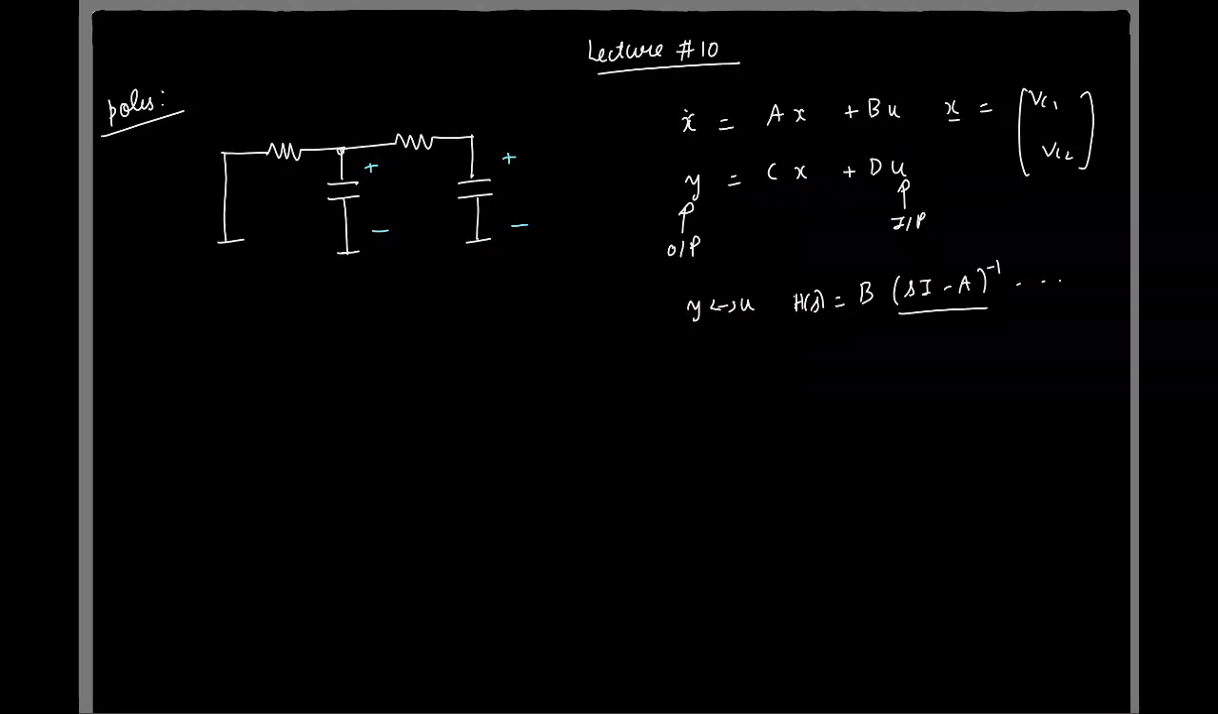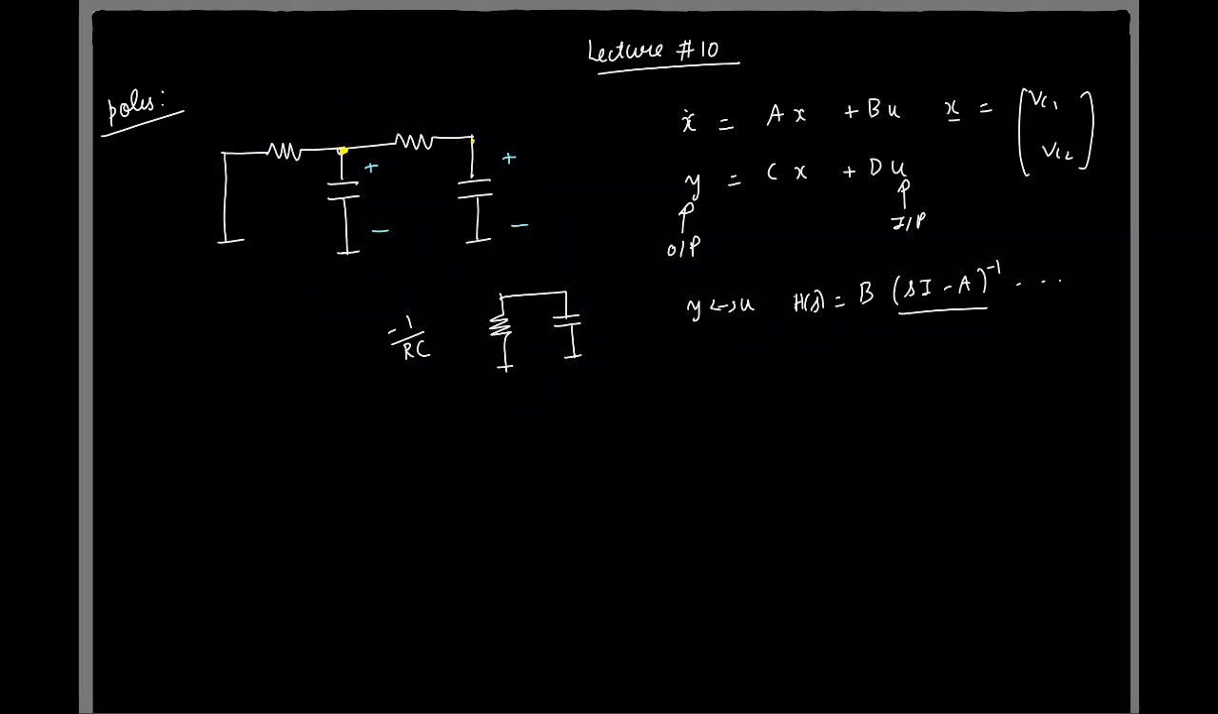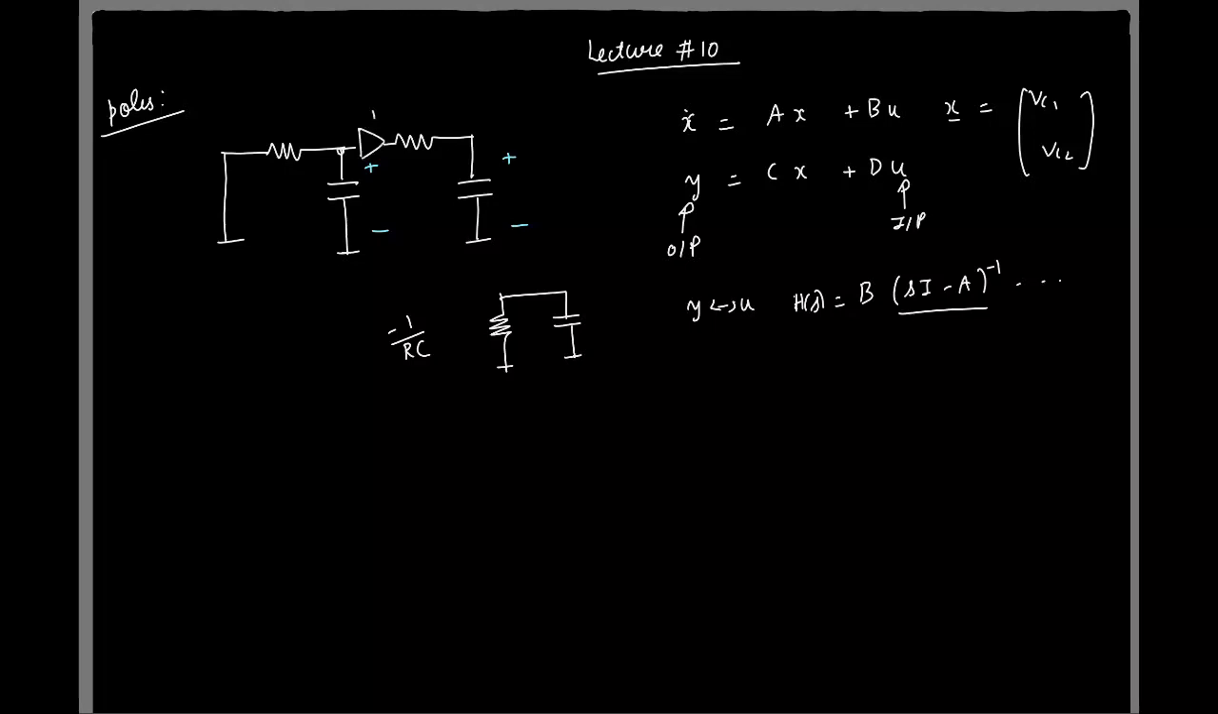We saw that if we have a simple one node with an R and a C, the pole location is minus 1 by RC. But if you have a more complicated structure, where you have multiple capacitors connected like this, it is not trivial to say. But here also, let's say you have a buffer. Now, can you comment on the pole locations? I call it R1, C1. Can you say anything about the pole locations?